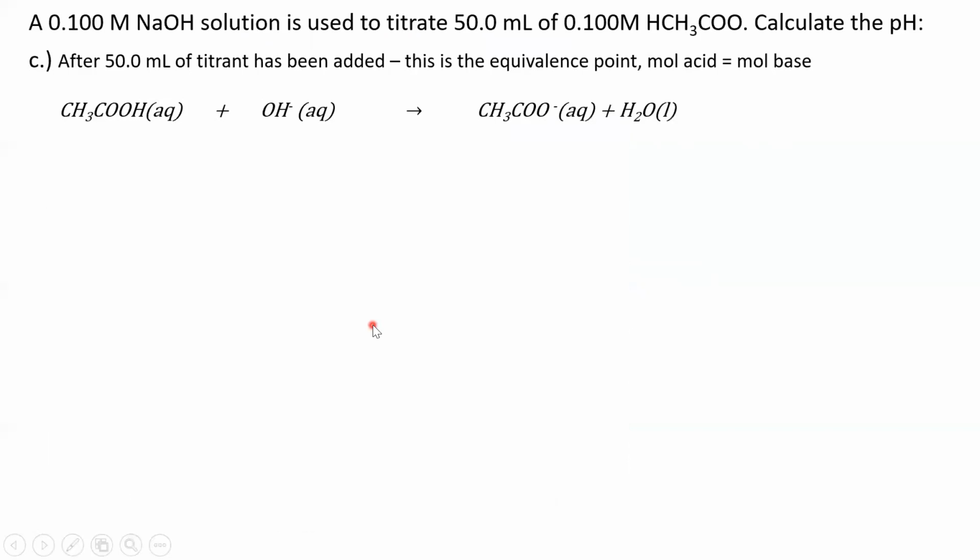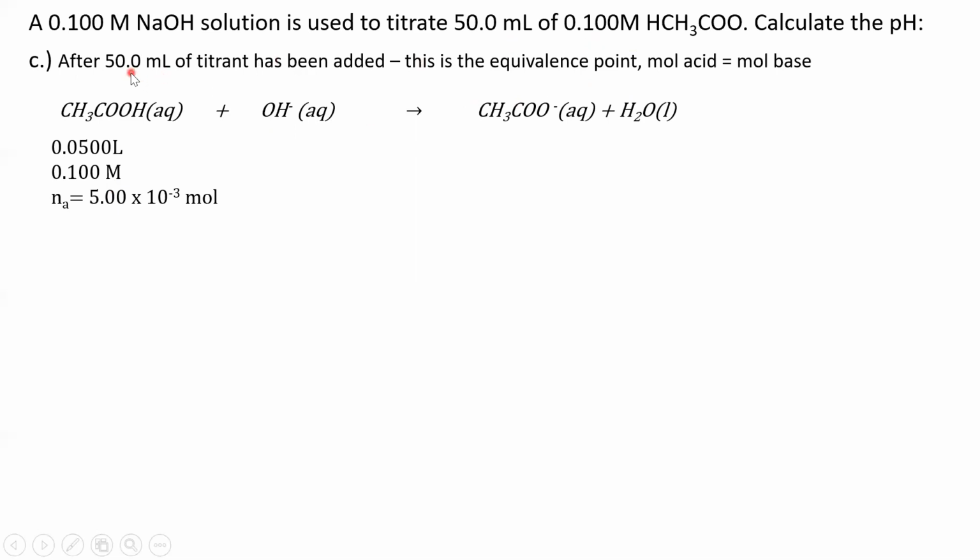Now let's look at C. Same reaction. We're adding our base to the acid. We're producing acetate and water. Again, we want to figure out the moles. Well, the moles of the acid aren't changing. We're not adding acid when we titrate, we're adding base.